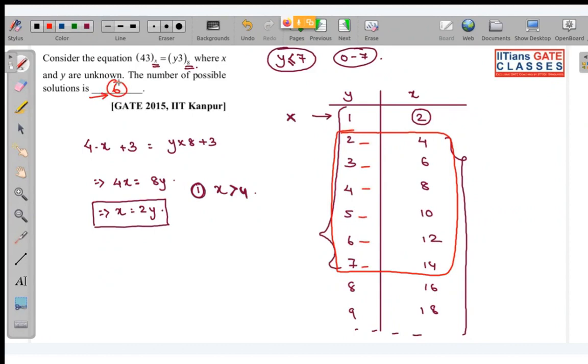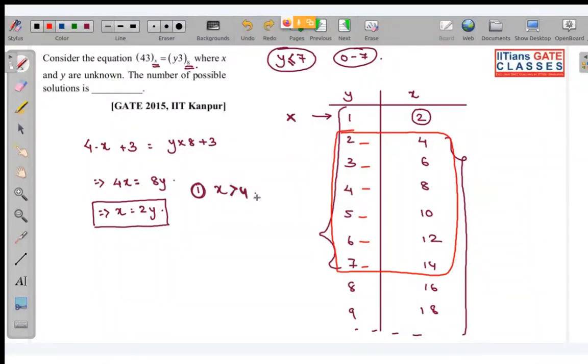Why are you guys getting 7? I am asking that. So Piyush and Bhumika. x equal to 4, y equal to 2. Yes, very good. Now x equal to 4 and y equal to 2. Yes, so even here I have made a mistake.